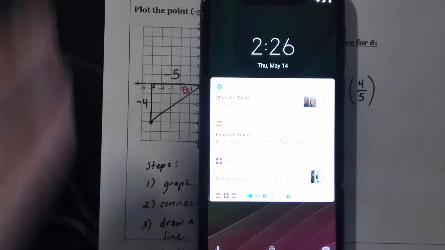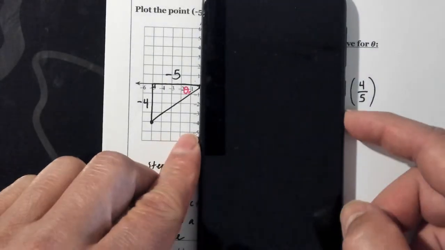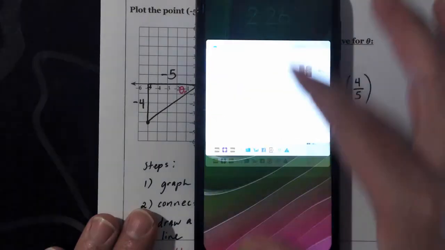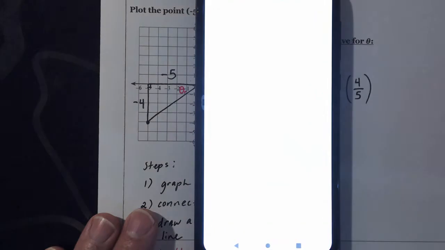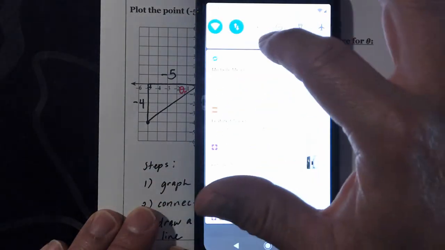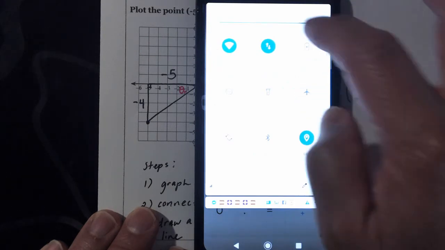And then, oh shoot, sorry. Go to calculator. Bam. Why is it so bright? Let me see if I can turn the brightness on my phone so you can see. Brightness. Oh, there we go.